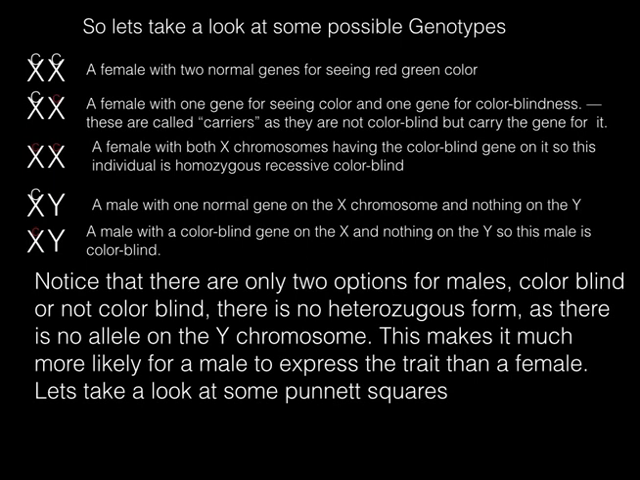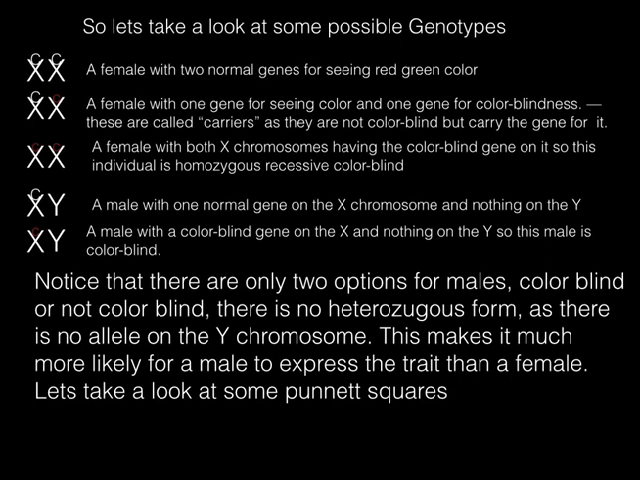Next, we have a heterozygote female, with a capital C and a lowercase c. The female with one gene for normal color vision and one gene for color blindness. These are called carriers because even though they're not colorblind, they carry the gene for it. Then we have a female with both X chromosomes having the colorblind gene on it. So this is the individual who is homozygous recessive colorblind. So only the third one is a colorblind female. The first two are normal seeing females, but the heterozygote does carry the gene.